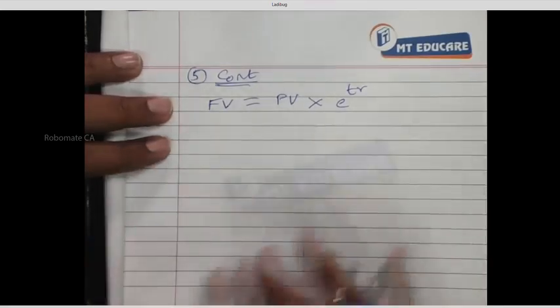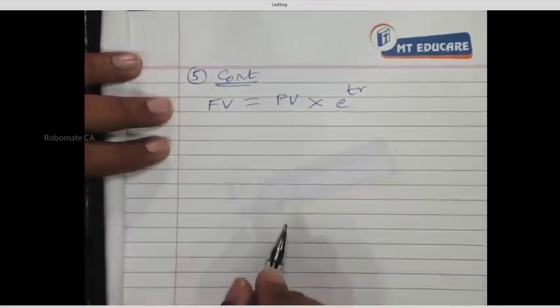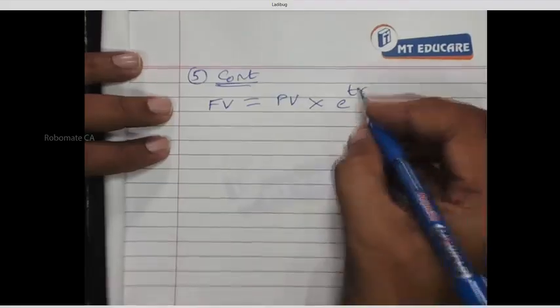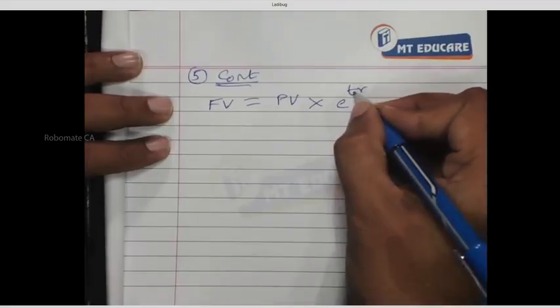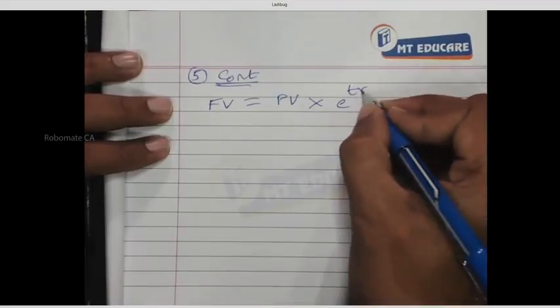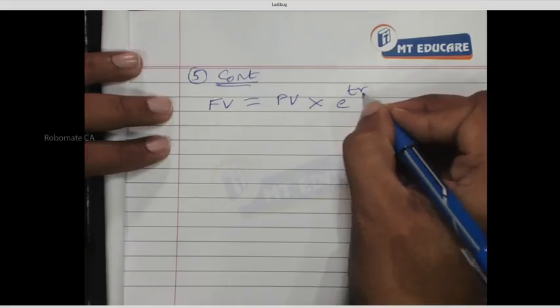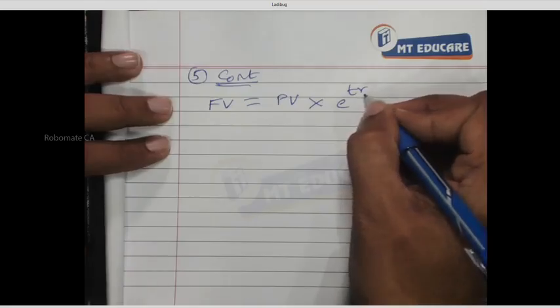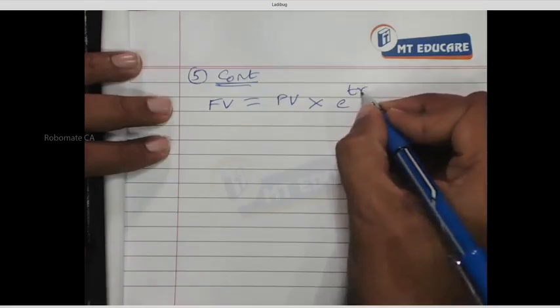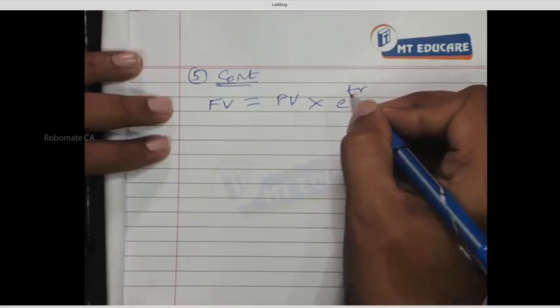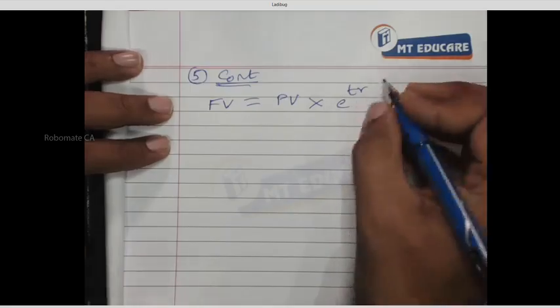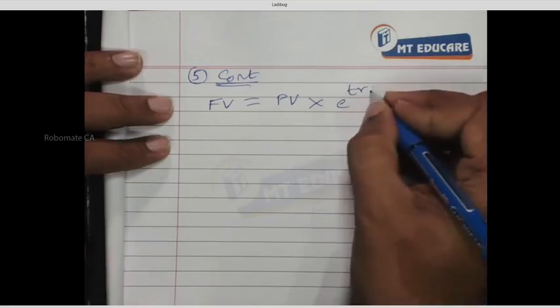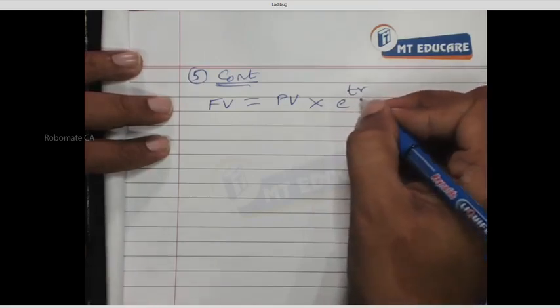Please, nobody write, just participate. So future value is equal to present value into e power tr, where t is the term of the deposit. T is always expressed in years, and r is the rate of interest, always expressed per annum. If r is expressed per annum, t should be in years. If you want r per month, then t should be in months, obviously. But all of us will be using r per annum, and t will be in years.